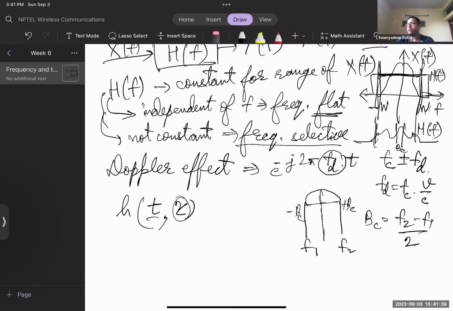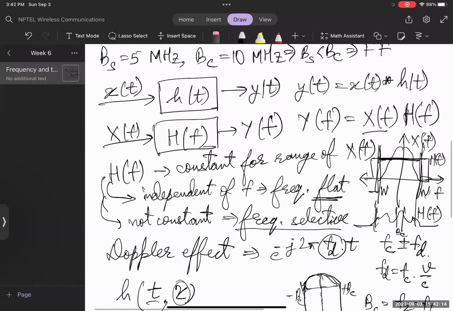Like bandwidth, right? So you're trying to see it like a signal with center frequency 0, and you're comparing it with that signal. So let's say you have some signal like this, F1, F2, not much fluctuations. Then your coherence bandwidth will be F2 minus F1 by 2. Okay, sir, so it is to be calculated like this: F2 minus F1 by 2.